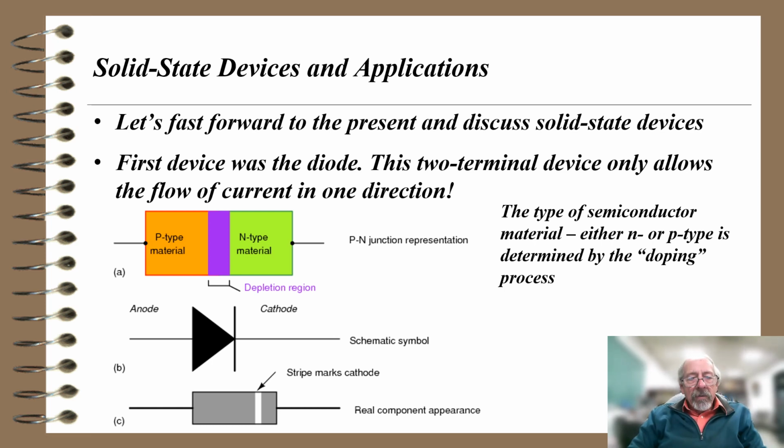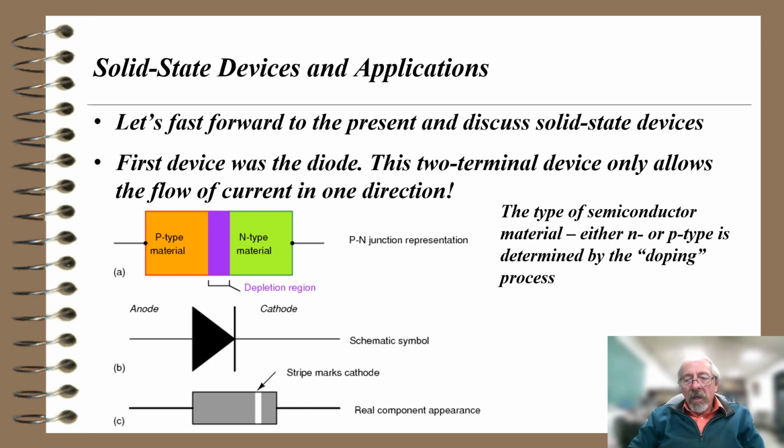So here you see a colorful diode. It's got p-type material on the left, kind of orangish color, n-type material on the right, which is kind of greenish color, and there's a purple region in the middle called the depletion region. The first device was a diode, a semiconductor device. This two-terminal device only allows the flow of current in one direction.